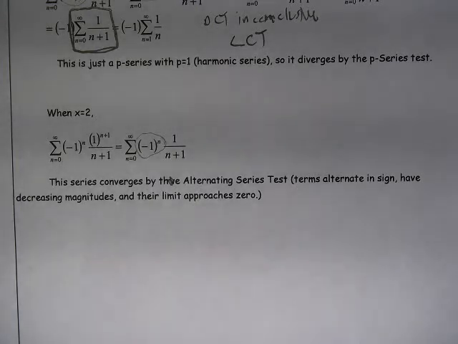So that's just one example of how the radius of convergence can, or will, remain the same when we differentiate or integrate, but the interval of convergence may change. In other words, the behavior at those endpoints may change.